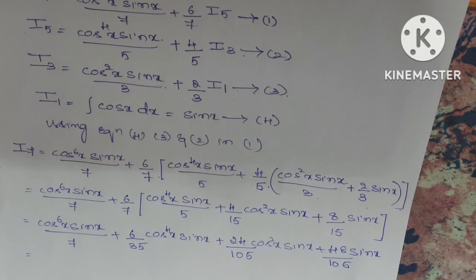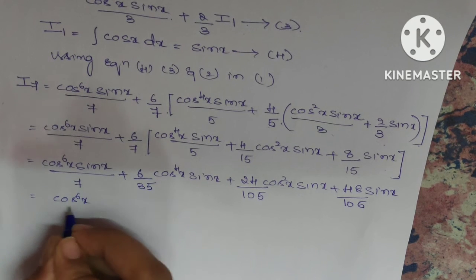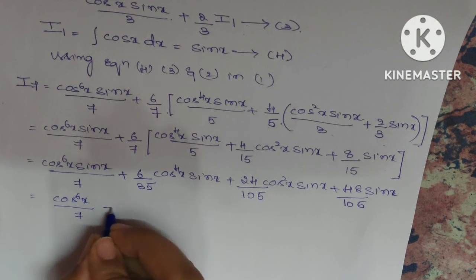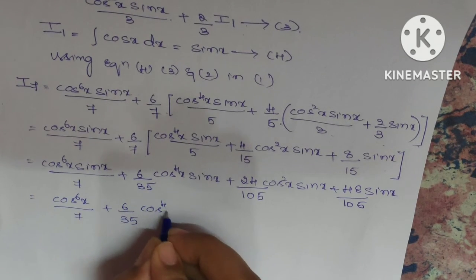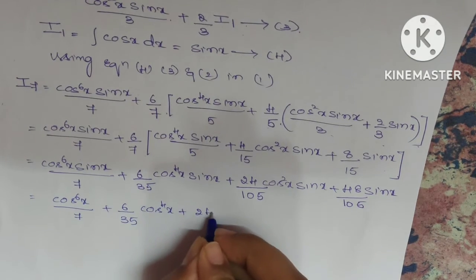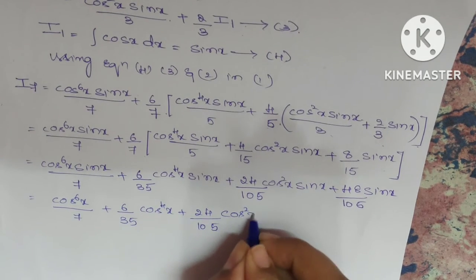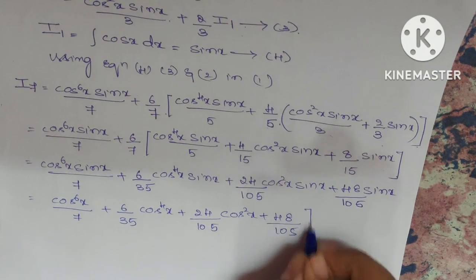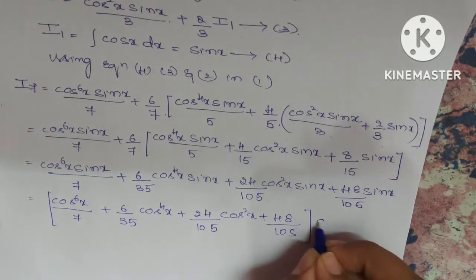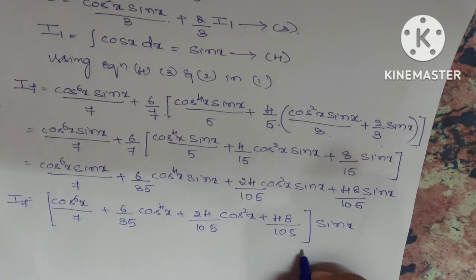In the next step, I'll take sin x common. (cos^6 x/7 + 6/35 cos^4 x + 24/105 cos² x + 48/105) sin x. So this is our answer.